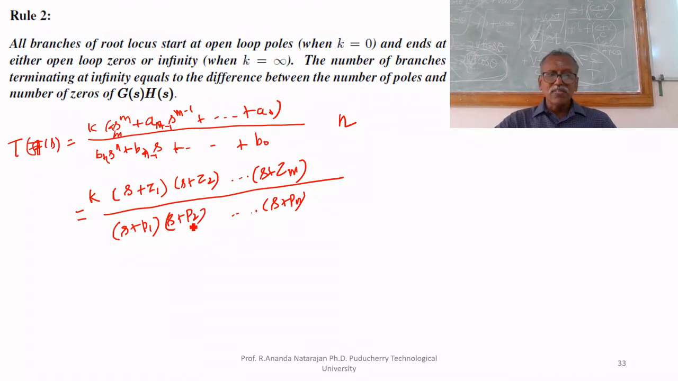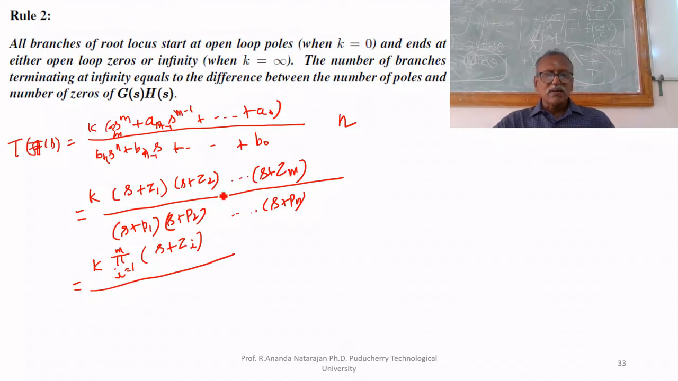The closed loop transfer function can be factorized like this. It can be written as K multiplied by the product of i equal to 1 to m of S plus Zi, like that. This Z1, Z2, Zm are the zeros. The denominator can be written as the product of j equal to 1 to n of S plus Pj. Like that we can write.